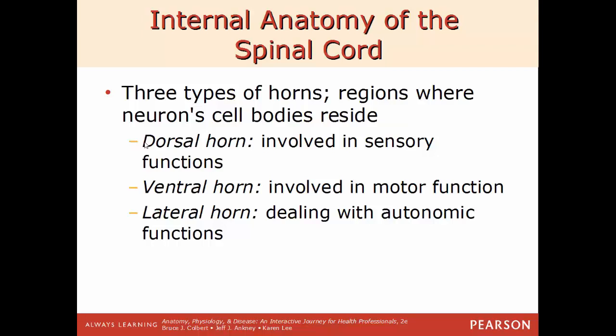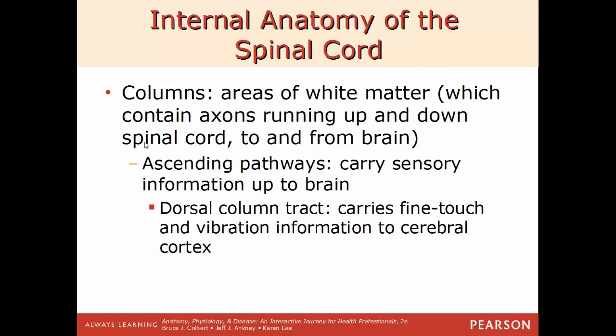You have the dorsal horn. These are involved with the sensory functions. You have the ventral horn, which is involved in motor functions, and the lateral horns, which are dealing with autonomic functions. The columns, this is the area where you'll find white matter. These are axons that have myelin on them.